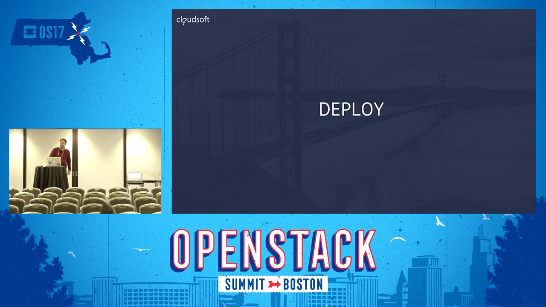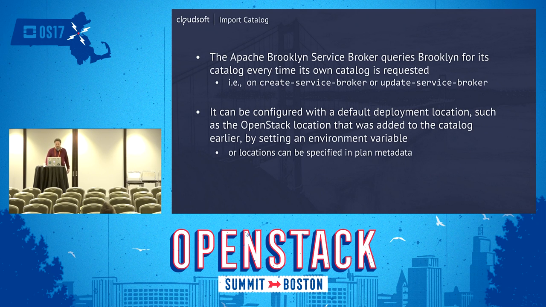So once we're ready to deploy, we need to first import the catalog into Cloud Foundry. And the way that this is done is the Apache Brooklyn service broker queries Brooklyn for Brooklyn's catalog. And then it creates its own catalog based on those. It uses only the catalog items that have that broker.metadata field in it. And this is done every time a create service broker command is issued or update service broker.